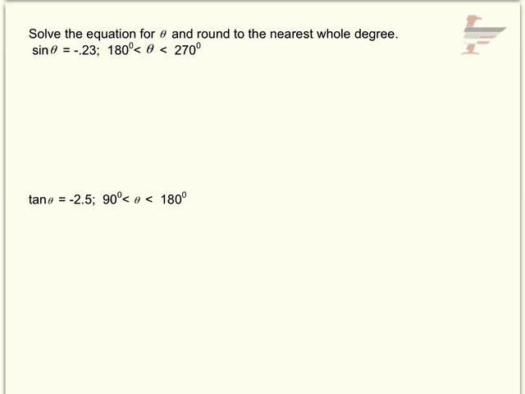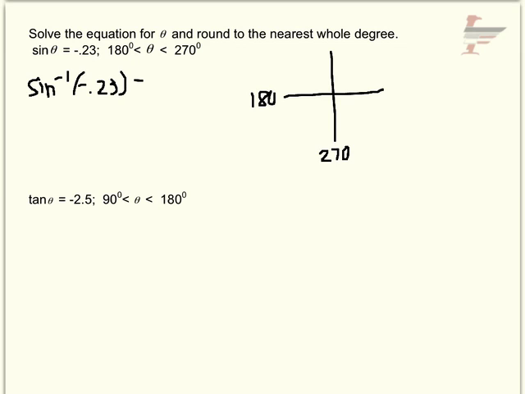Alright, then we'll do a couple of solving the equations for theta. Notice it says to round your answer to the nearest whole degree. So here it says sine of theta equals -0.23, and we want theta to be between 180 and 270. Okay, so first I'm going to just remind myself I want to be between 180 and 270, so somewhere in the third quadrant. Then I'm going to do inverse sine of -0.23 to get theta. I'm making sure I'm in degree mode because that's what the problem is in here.